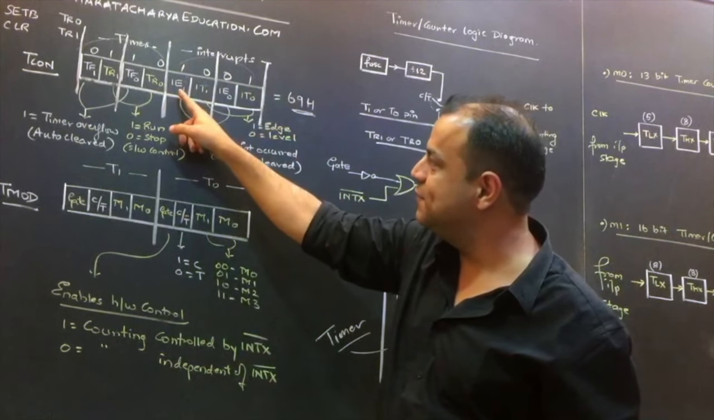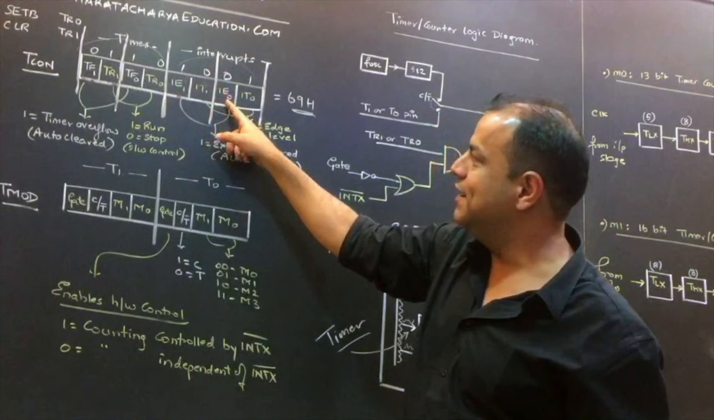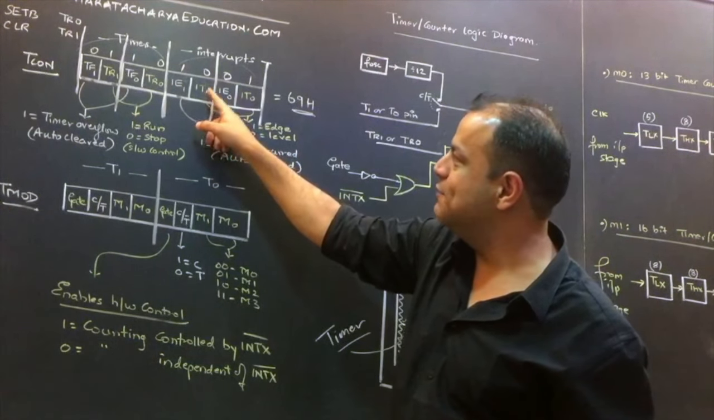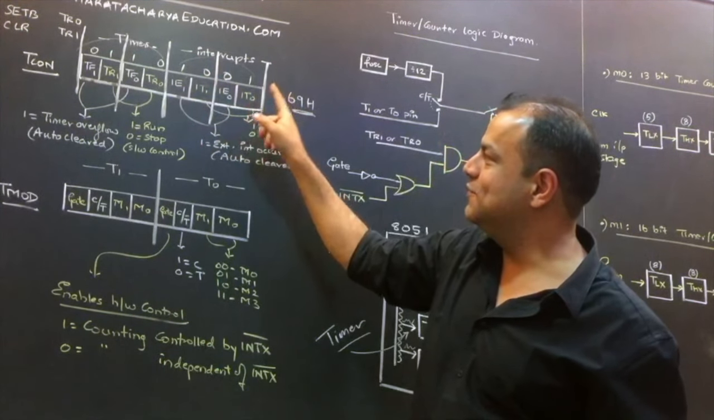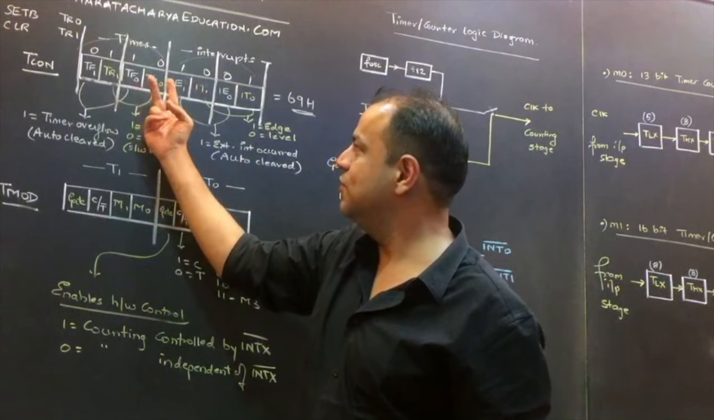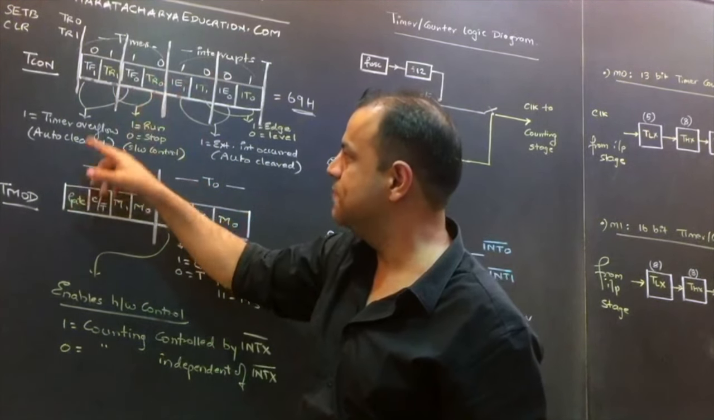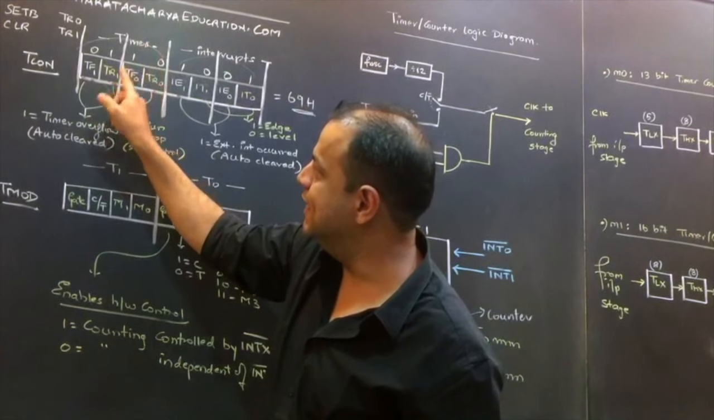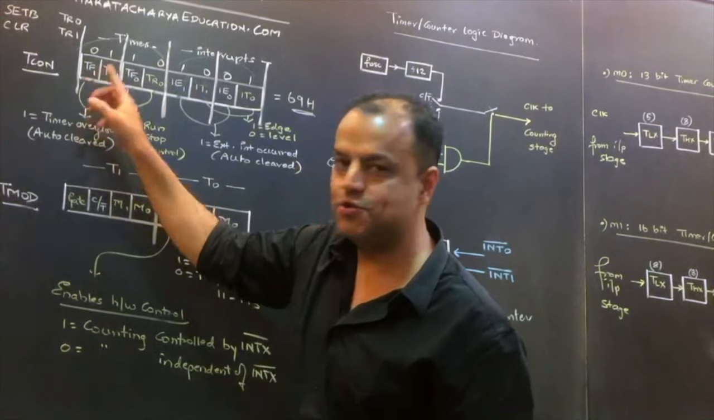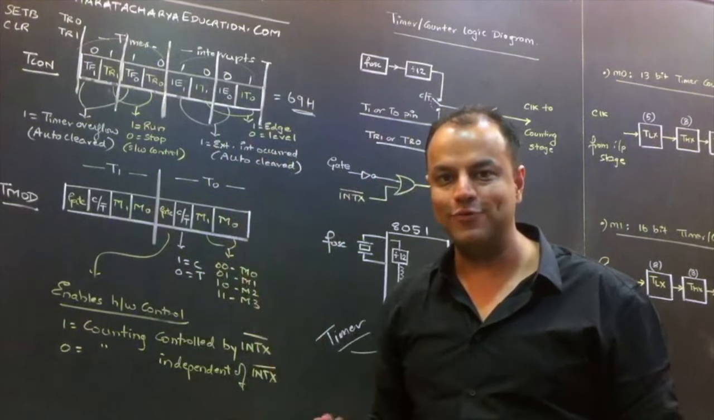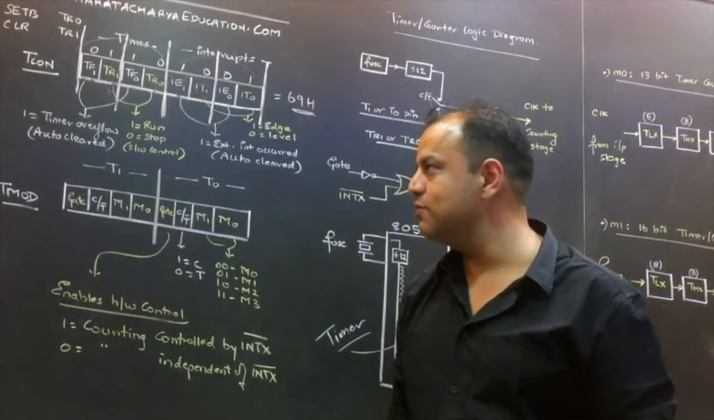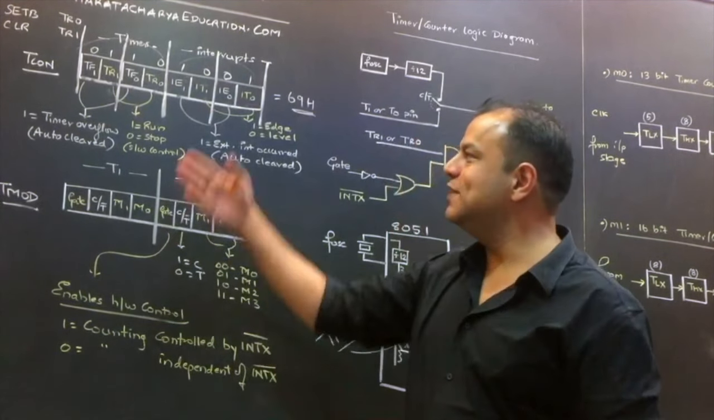Did you understand? This tells you INT 1 has occurred. INT 0 has not occurred. INT 1 is level triggered. INT 0 is edge triggered. Timer 0 is not running, it has overflown, so it has stopped. Timer 1 is running, not yet reached overflow. Still running, has not yet overflown. It has not reached overflow yet. Are you clear? So that's your TCON register.